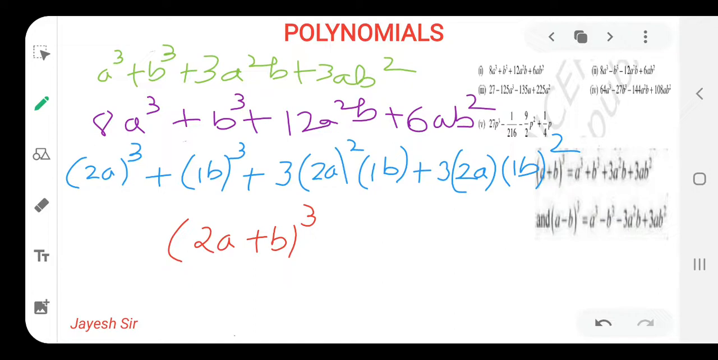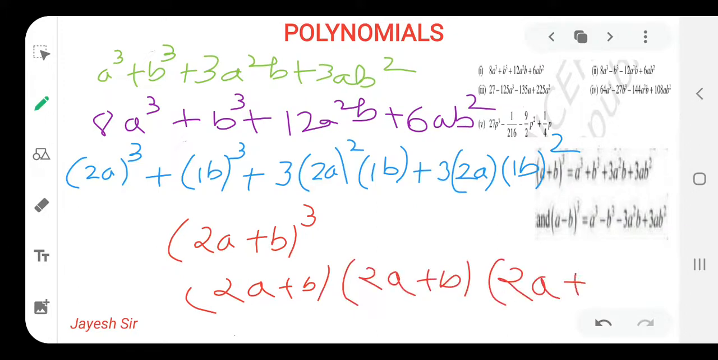If it is to be written in the expanded form, then we can write it as 2a plus b, 2a plus b, and 2a plus b. We can also write this, but I will suggest you write only this, 2a plus b the whole cube, because that can be understood, that the answer is like this. I hope you all might be getting it, friends. And that's the thing that we have done in previous classes also.